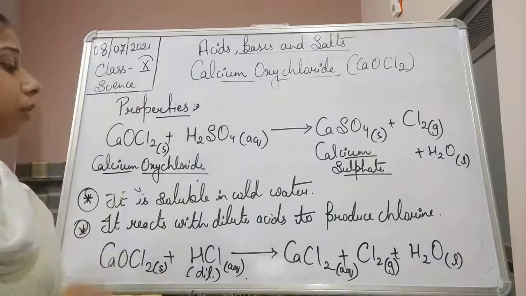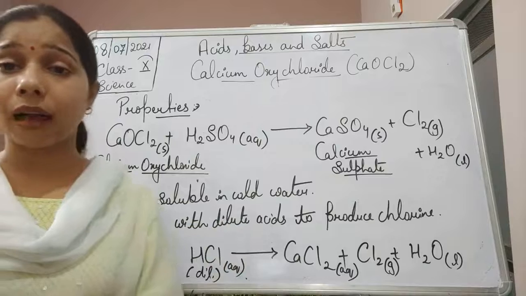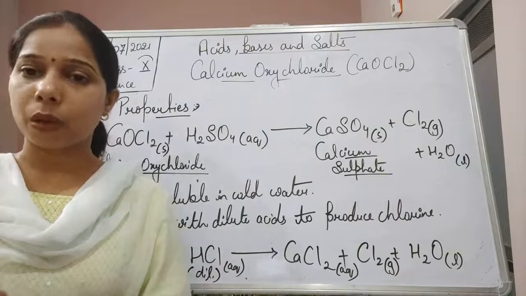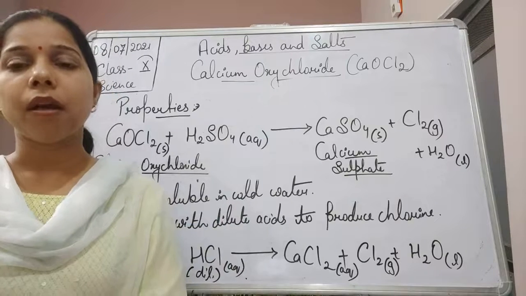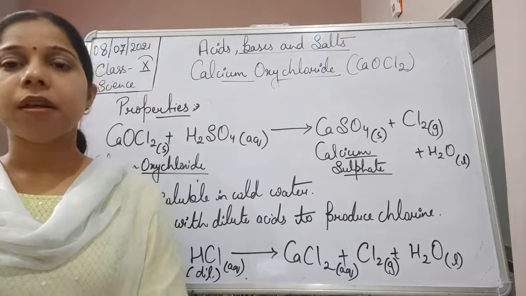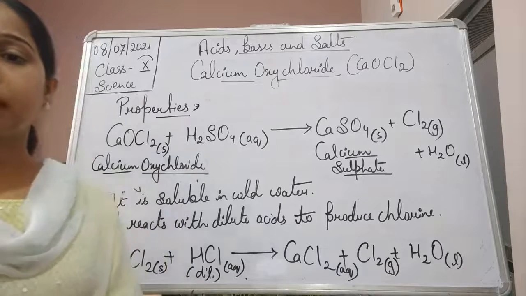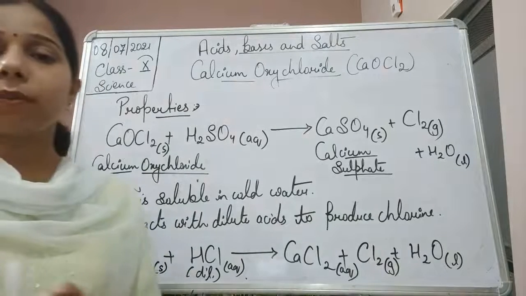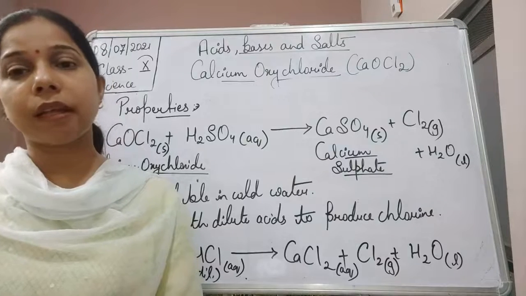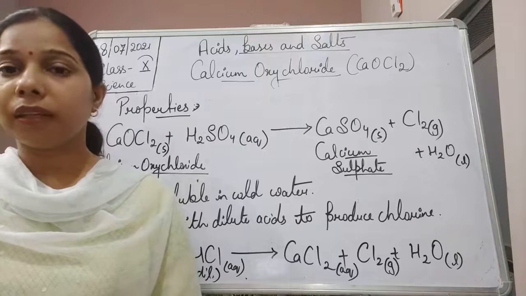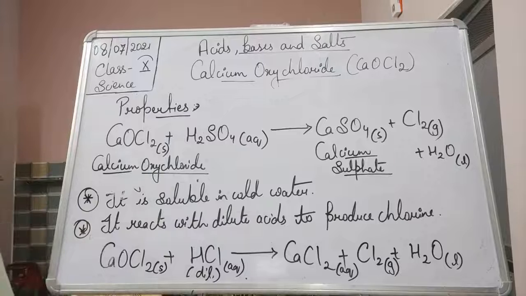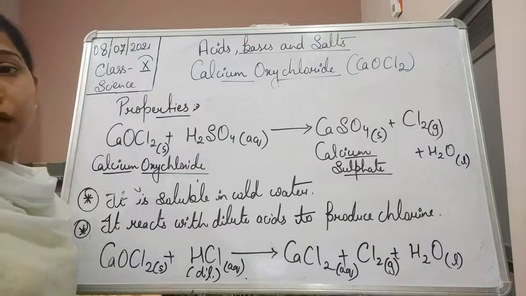This is how we can say what happens when the bleaching powder, the calcium oxychloride, reacts with the dilute acid. Okay, so in both the cases we have seen, student, that there is a release of chlorine gas. Now let us see another property, students, and what happens when this is exposed to air.